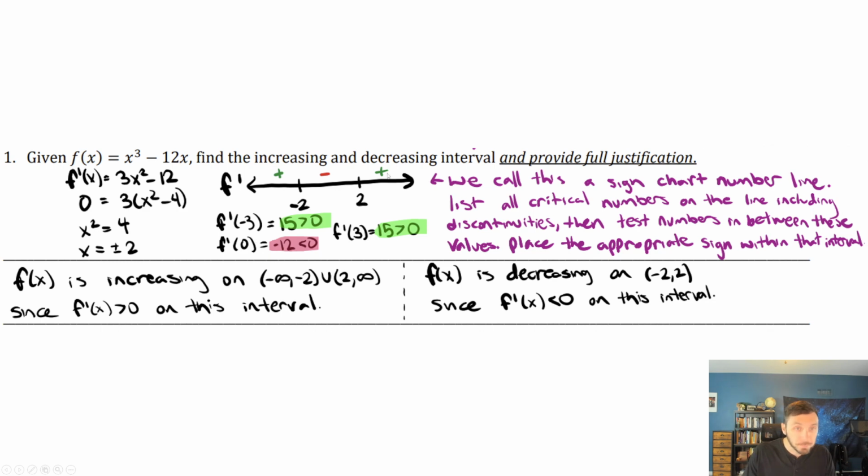I plugged in 3. So since the derivative is positive, the original function is increasing. All right. The way we justify that is we say exactly that. Since the derivative is positive on this interval, I write it in interval notation. I take all the positive intervals and slap them together, and that's when we're increasing. Then I took that single decreasing interval, and that's when we're decreasing. So when the derivative is negative, and when the derivative is positive.